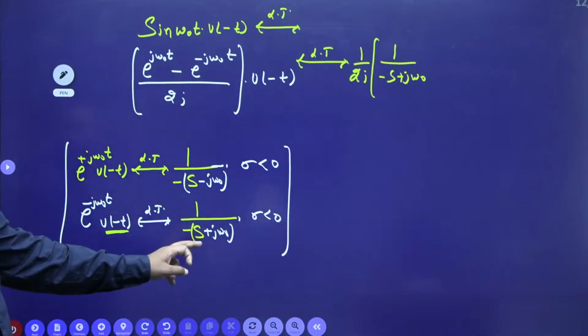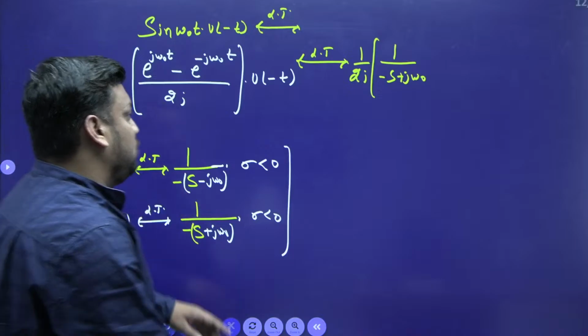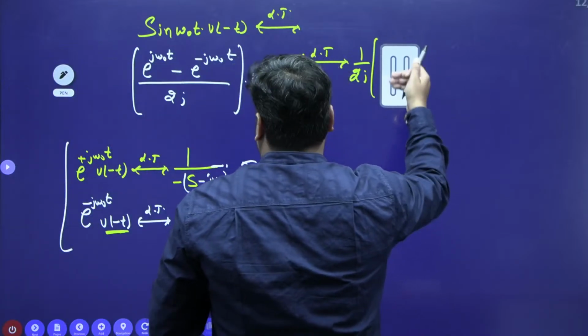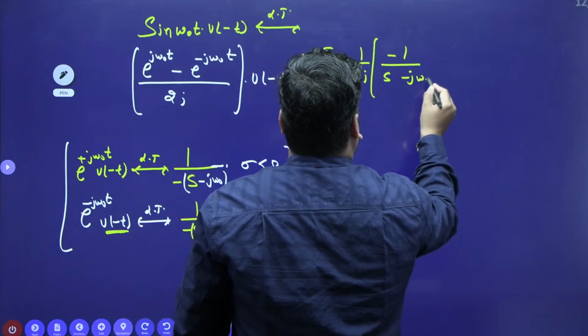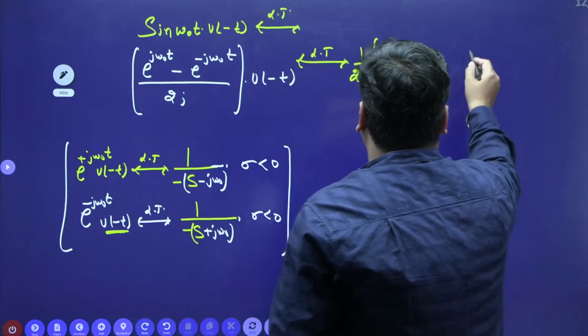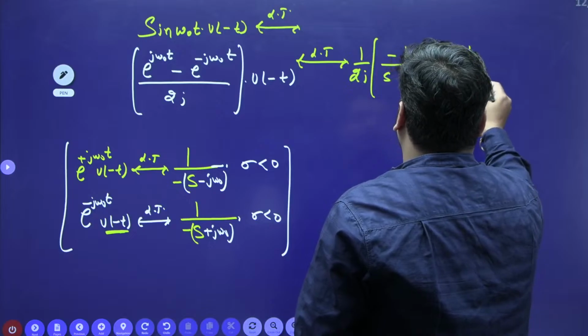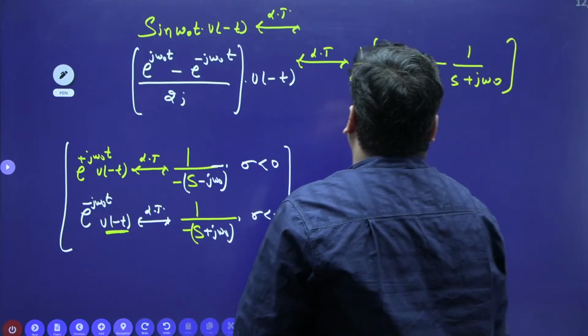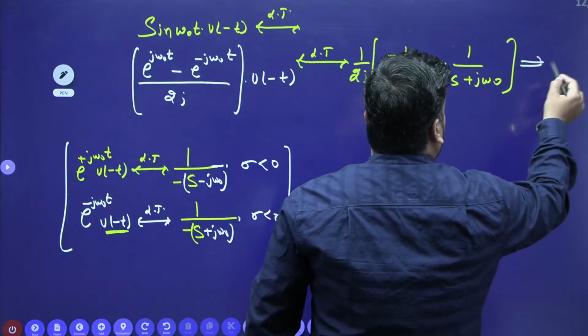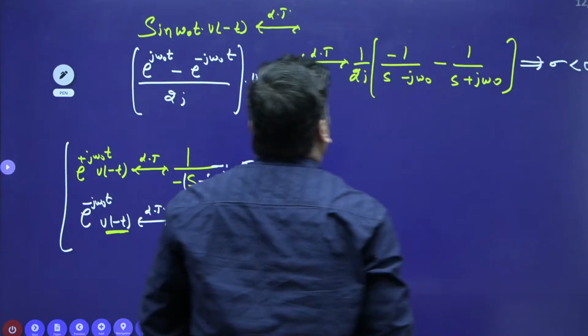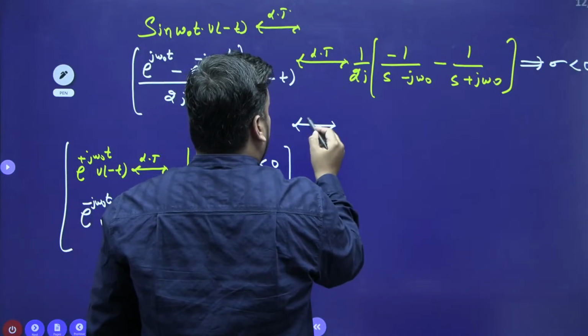If I take both minus signs outside, it is also great. So minus is outside, it means minus 1 upon s minus j omega naught, and again minus 1 upon s plus j omega naught. This is in the bracket, guys. हाँ या ना? And as far as ROC is concerned, its ROC is nothing but sigma less than 0. So now tell me, what is the final Laplace transform?